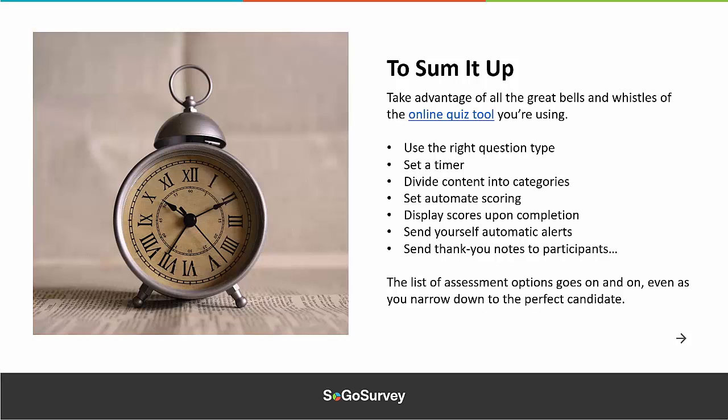Finally, online quiz tools, of course. We have a strong opinion that those are probably a good idea. Of course, we have our own online quiz tool, and we offer a lot of options that are going to help automate these processes for you. So the right question type, setting a timer, categorizing content. So again, if you have technical skills versus problem solving, for example, you can check out on the back end how your candidates are scoring. Automate some of that scoring. Show them their scores upon completion, either the raw score by category or percentage, for example. Send automatic alerts to yourself, whether someone's completed it or if they've achieved a certain score, and even send those instant thank you messages to your participants.